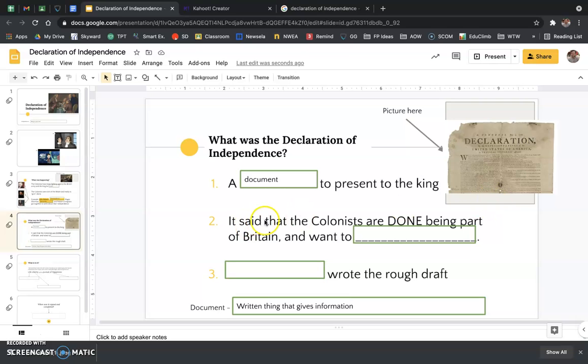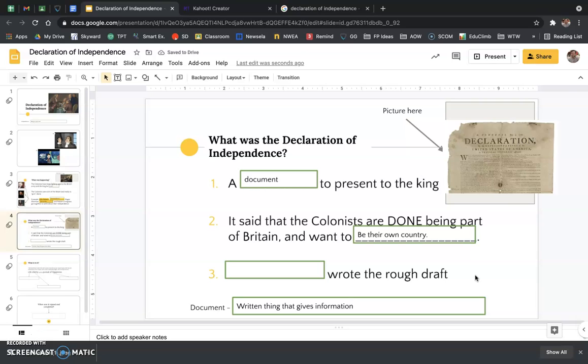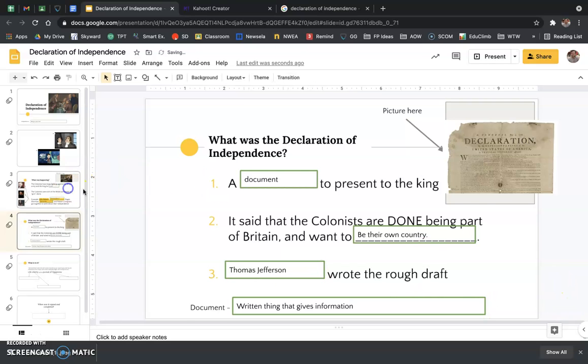It said that the colonists are done being part of Britain and want to be their own country. They are ready to start their own country, the colonists. And one thing that's kind of interesting, Thomas Jefferson, this gentleman, he actually wrote the rough draft for the Declaration of Independence. And those other four kind of helped him put it together, take things out, add things. But Thomas Jefferson did most of the work.